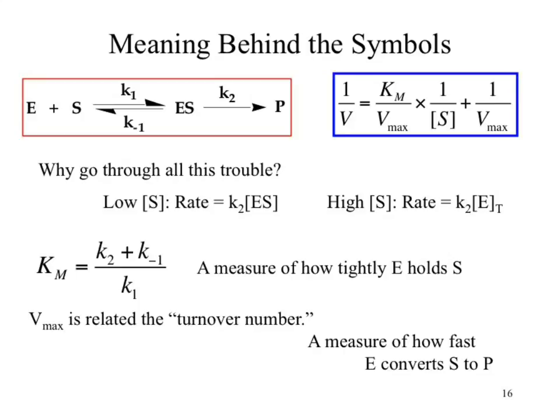K2 was what? What's that? It's a rate constant. Rate constant for what? Enzyme. Decomposition of our enzyme substrate complex. What was K minus 1? Decomposition of our enzyme substrate complex. K1 was the formation of it. So as a measure of how tightly the enzyme holds the substrate, what would we expect? If it holds on really, really tightly, should we have a big Km or a small Km?